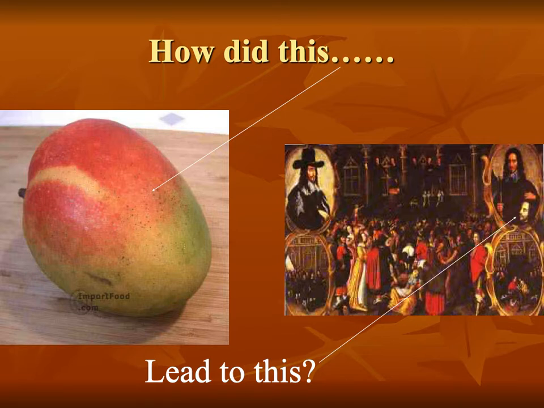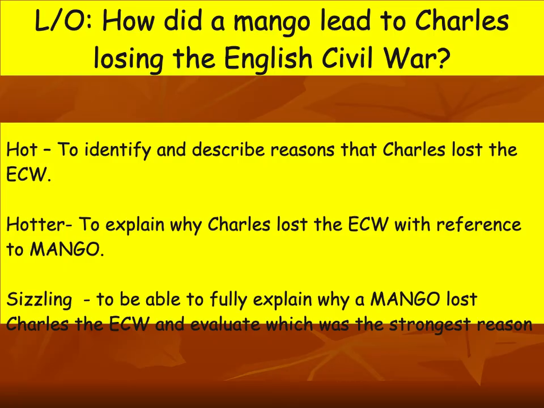If you've got an idea, jot it down on a piece of paper now and we'll test your theory in a moment. Pause the video and write down your theory. Now, go ahead and put the title, How did a mango lead to Charles losing the English Civil War? So today we are thinking all about the reasons why Charles lost.